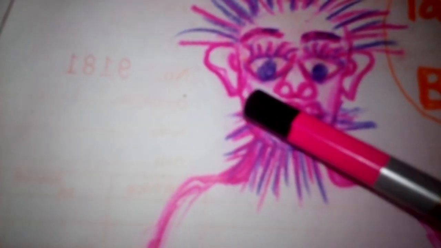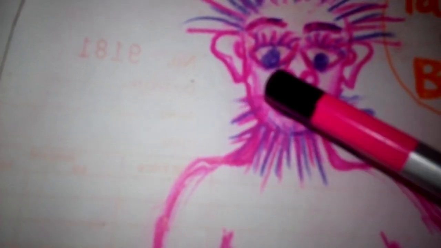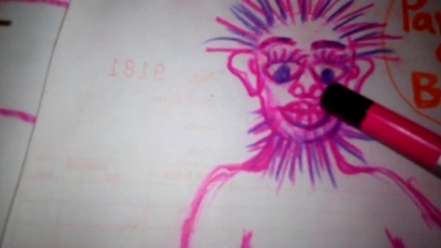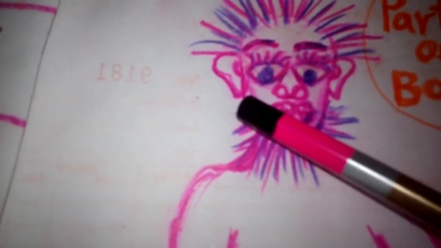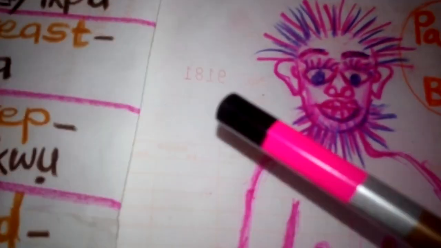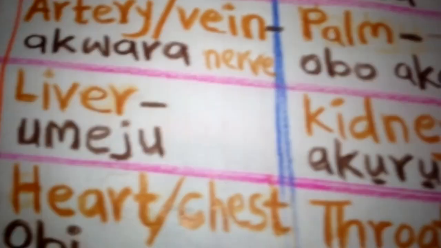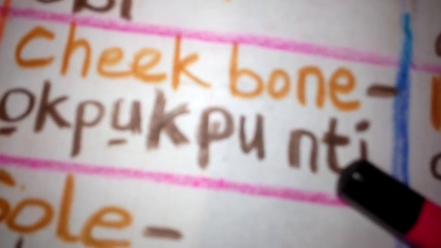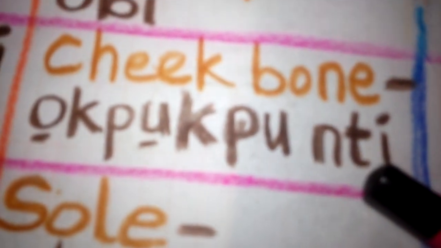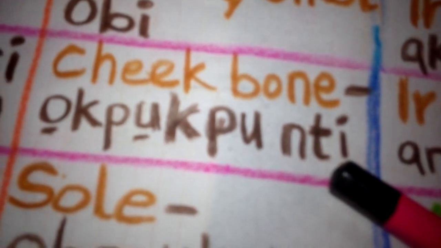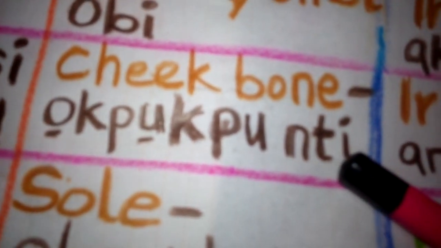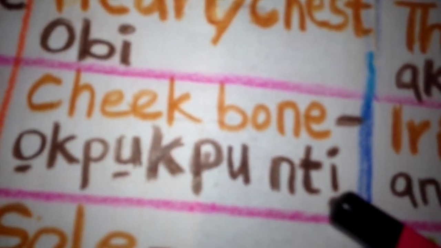Your two chin, here. Cheekbone is inside this place where we call here. Cheekbone is okpukpu nti, not nti. There's no dot here.